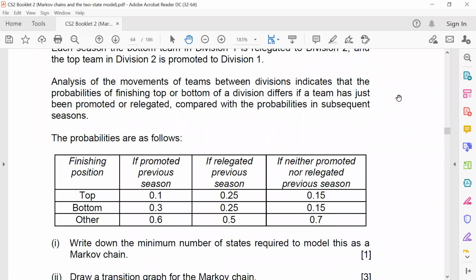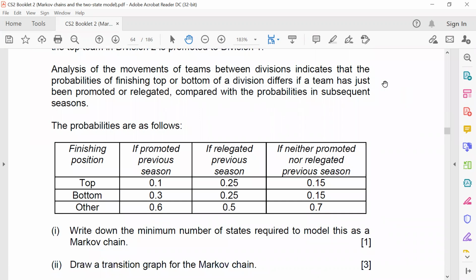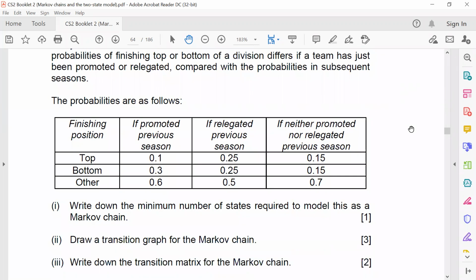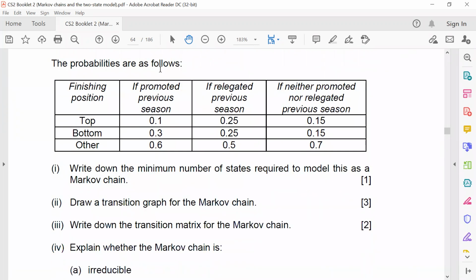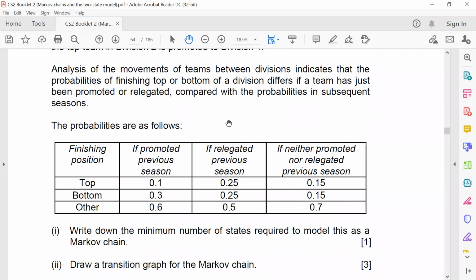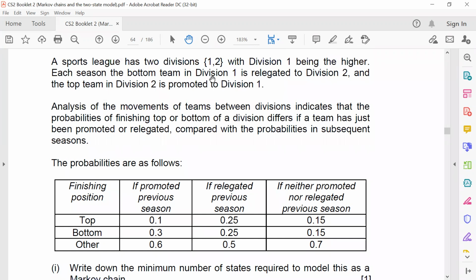Analysis of the movements of teams indicates that the probabilities are as follows. They have given us the probability that you will finish on top if you were promoted in the previous season, which is 0.1. So now we can clearly see, right? You can only be promoted from 2 to 1, and you can only be relegated from 1 to 2. Does this make sense?